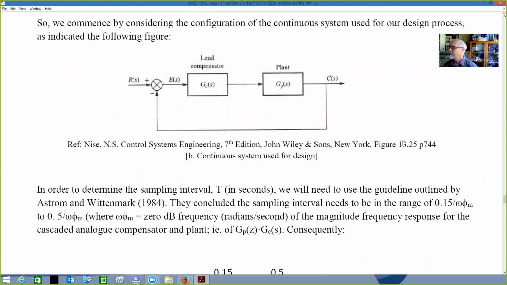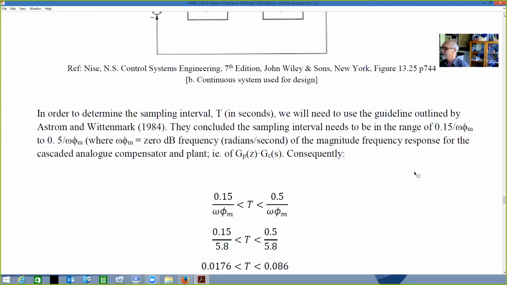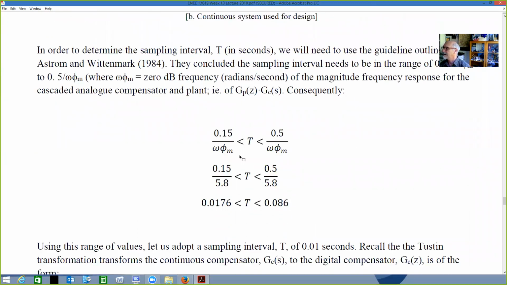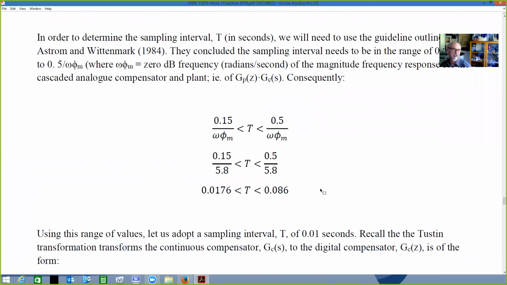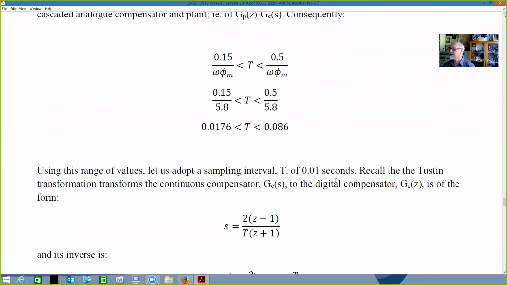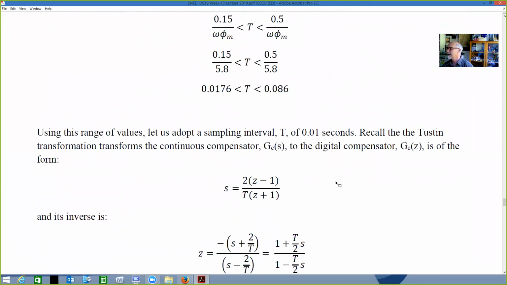So in order to determine that sampling interval, we said we're going to use that Astrom-Wittenmark approximation. If we do that, it's going to fit in between that range of values. Again, we were told that this was 5.8. So therefore, it has to fit between that particular range. Using this range of values, let's adopt a sampling value of 0.01.